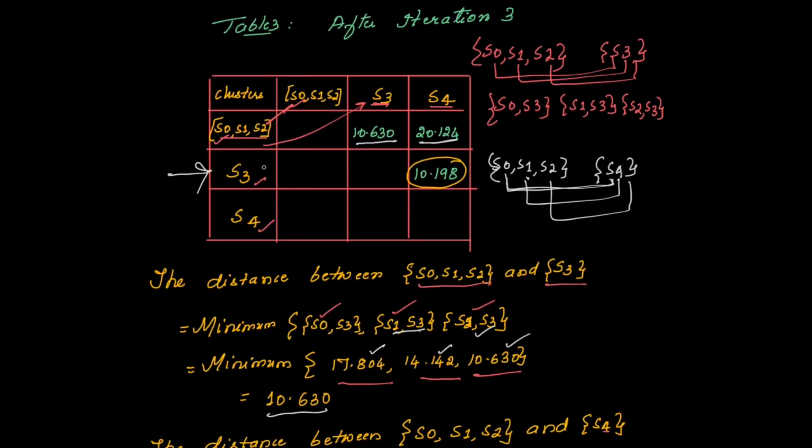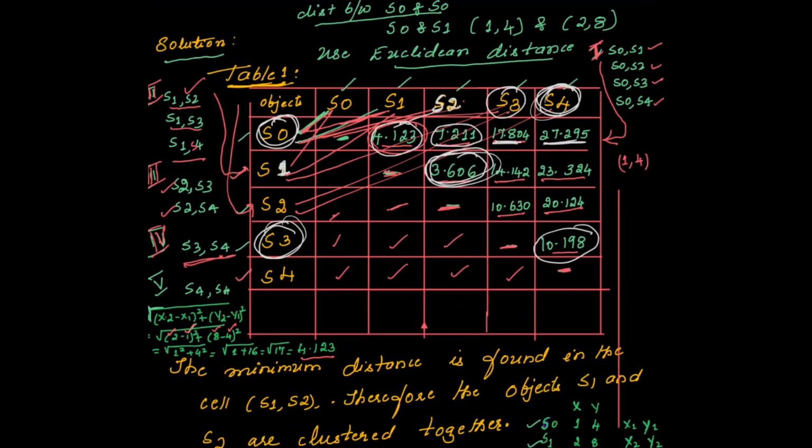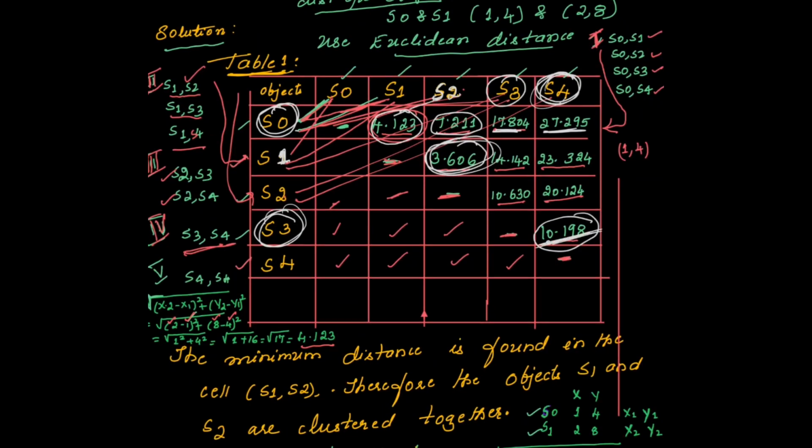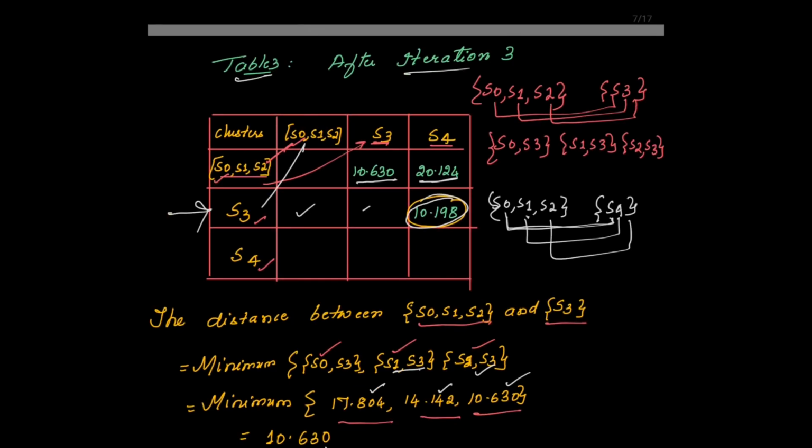Now come to the second row. The distances between S3 and S0, S1, and S2 we have already computed in the first row. S3 and S3 is not applicable, and S3 and S4 you can easily take from table 1. S3 is here and S4 is here. Value is how much? 10.198. Third row calculations are already completed in the first and the second row, hence not required.